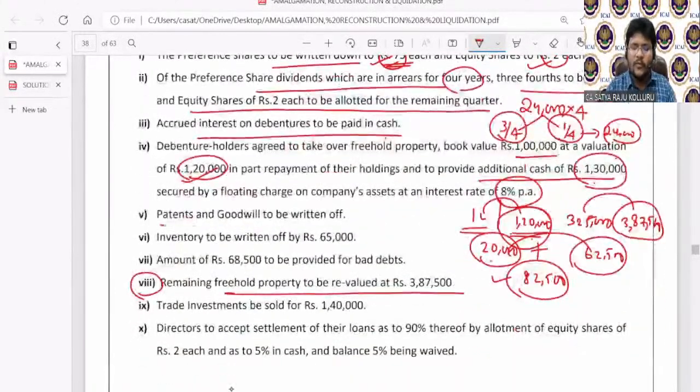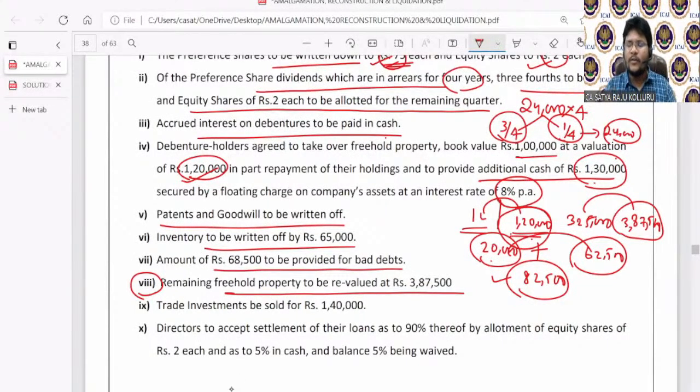Patents and goodwill to be written off. So at the end, we will pass the journal entry: reconstruction account debit to patents and goodwill. Inventory to be written off by 65,000. Reconstruction account debit to inventory. An amount of 68,500 to be provided for bad debts. Reconstruction account debit to debtors account. Am I right? All such things we have already done. So point number 8 is already clear.